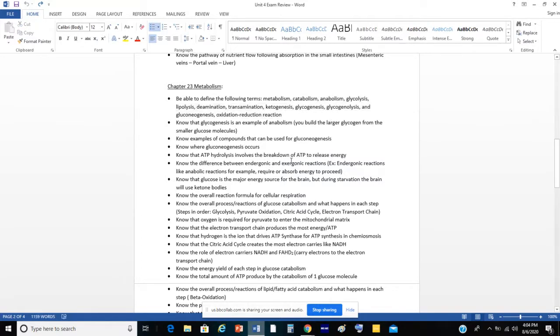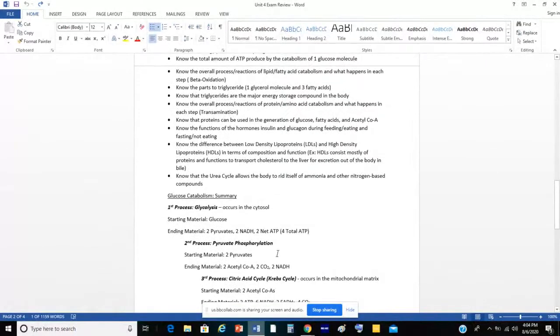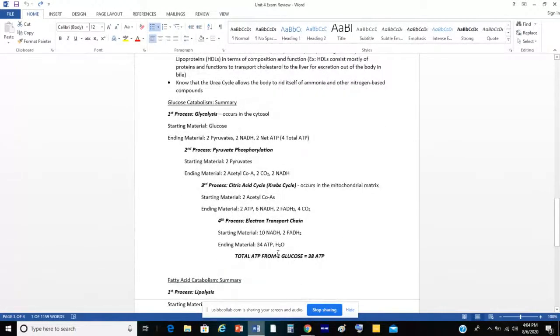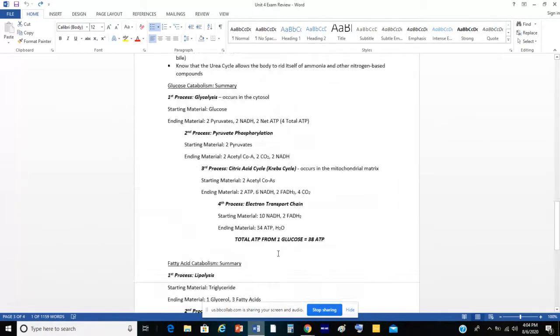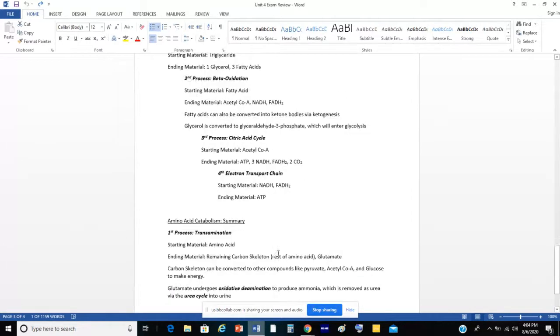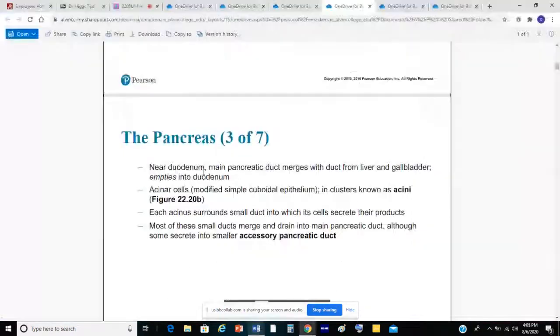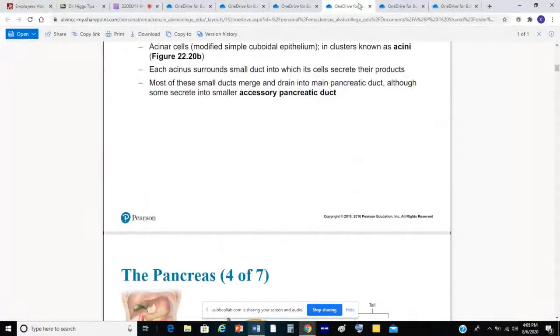For example, breaking down sugar. The process of breaking down sugar is called glycolysis. Remember, I'm not going to go into this in detail. Remember, you do not need to know your individual chemical reactions. All right. So I'm going to kind of focus on these little notes I wrote down here, kind of walk you through the process of breaking down a sugar, breaking down fat, and breaking down an amino acid. So let's go to chapter 23.